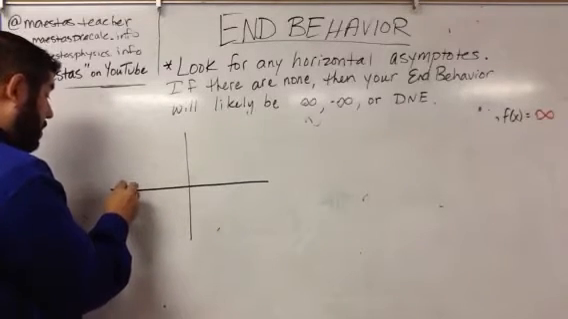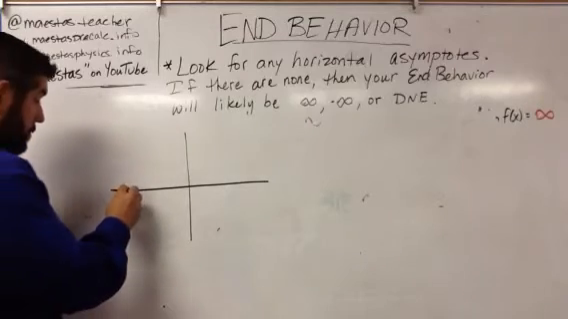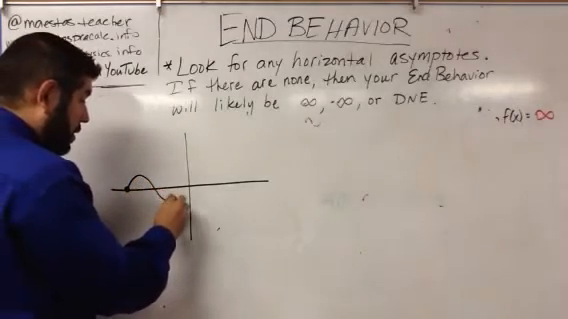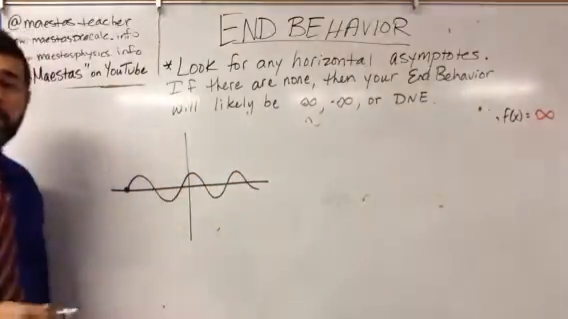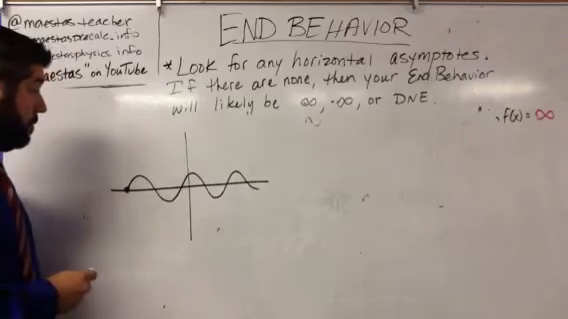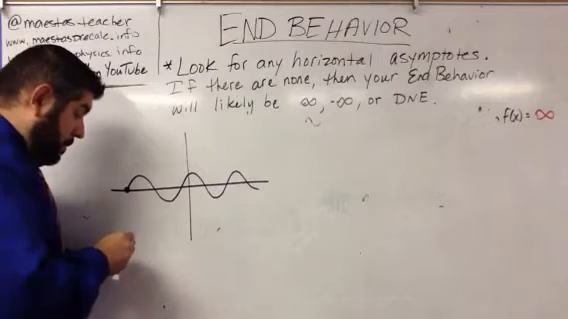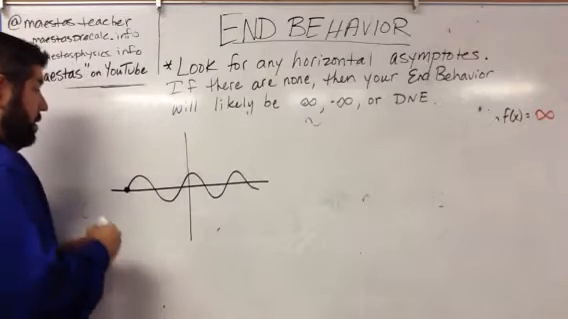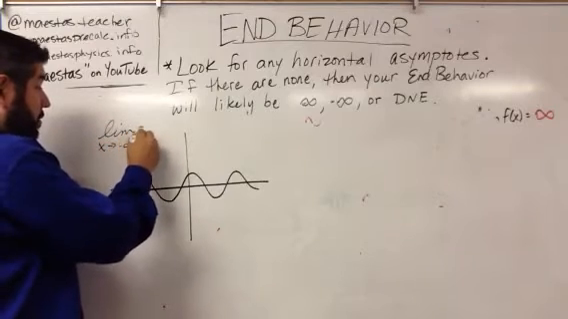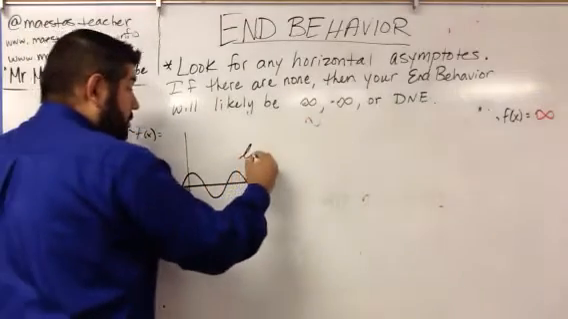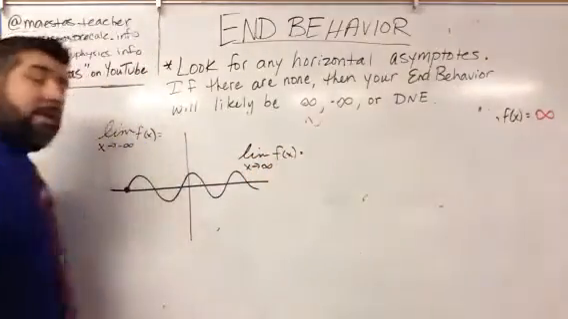I'm going to start right here with a closed circle, and I'm going to draw a cosine graph, and it's just going to continue in a periodic form. Now as this continues periodically, we have the end behavior: the limit as x approaches negative infinity of f(x), and the limit as x approaches positive infinity of f(x). So now we have to think about what happens.